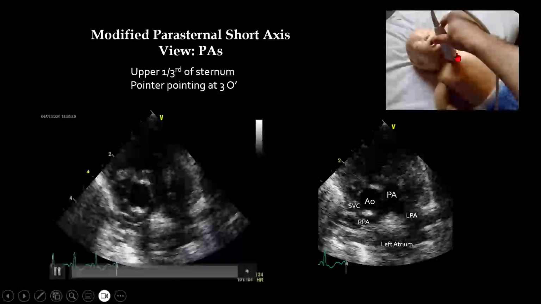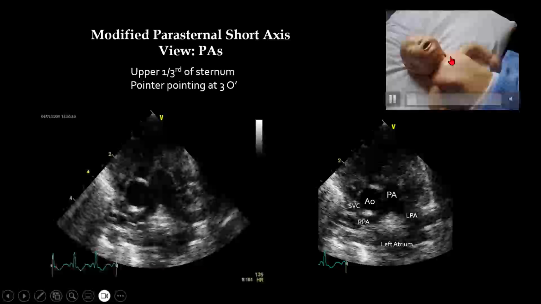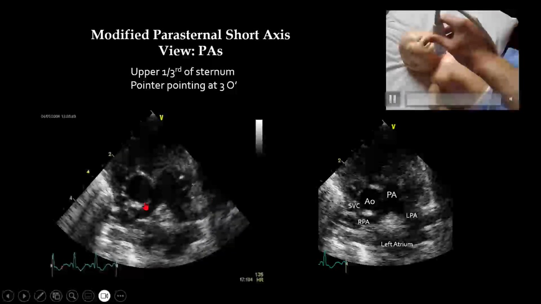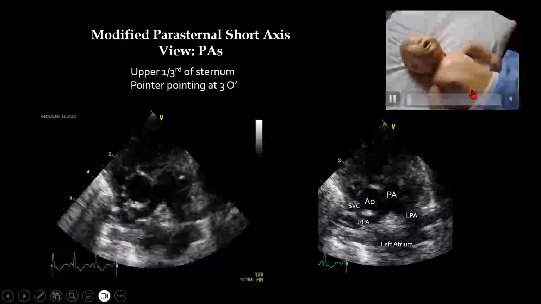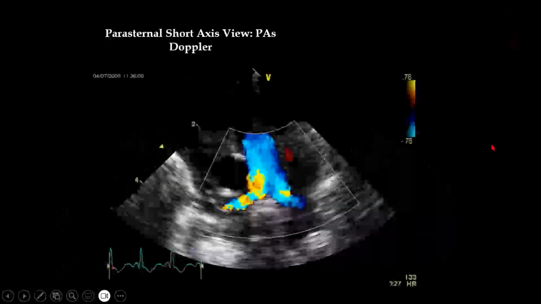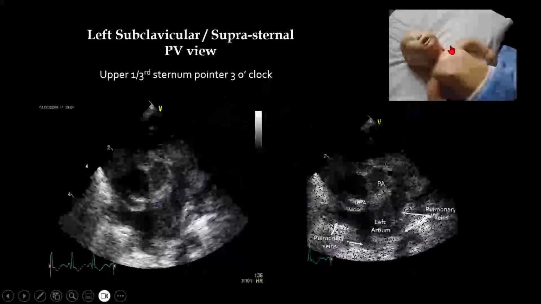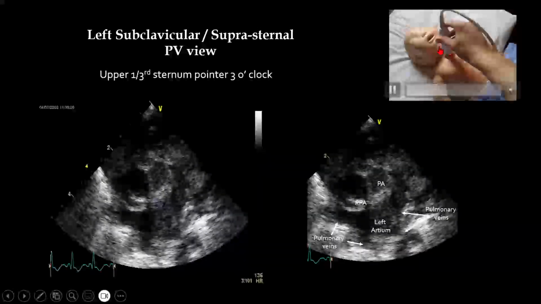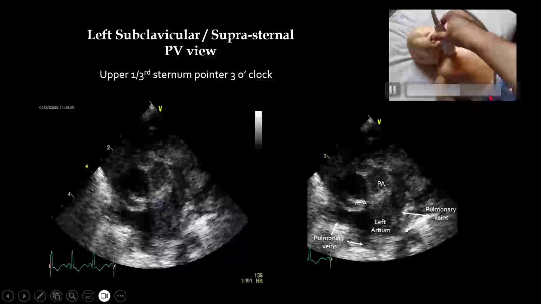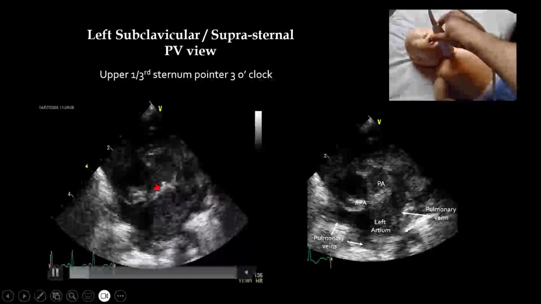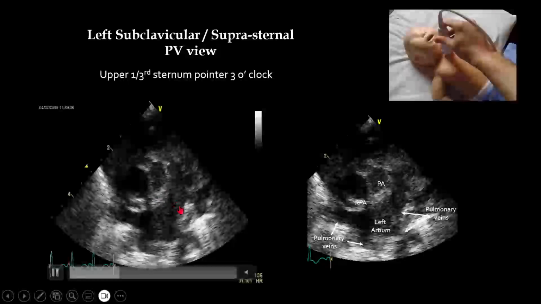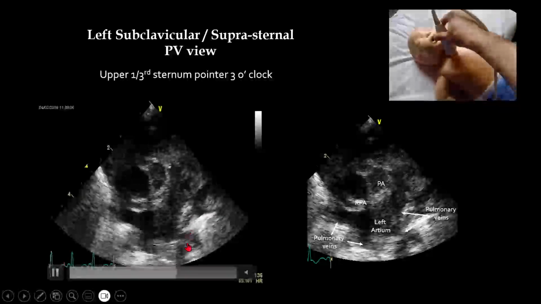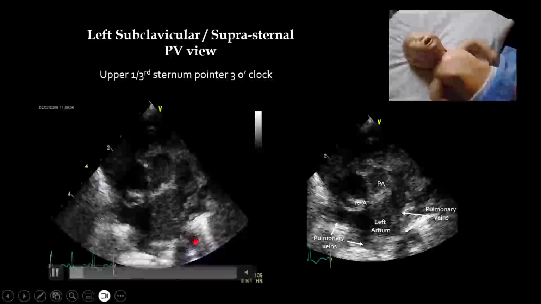If your aorta is anterior or towards the left of the pulmonary artery, that means it is a TGA. Where do you keep the probe? We keep the probe in the left subclavicular area here, pointer pointing at 3 o'clock, and this is the pulmonary artery. And then what we do is we keep the probe there at 3 o'clock and sweep it down, sweep the foot downwards. What happens is the LA, left atrium, just behind the pulmonary artery gets opened, and then you will see 4 pulmonary veins entering this LA.